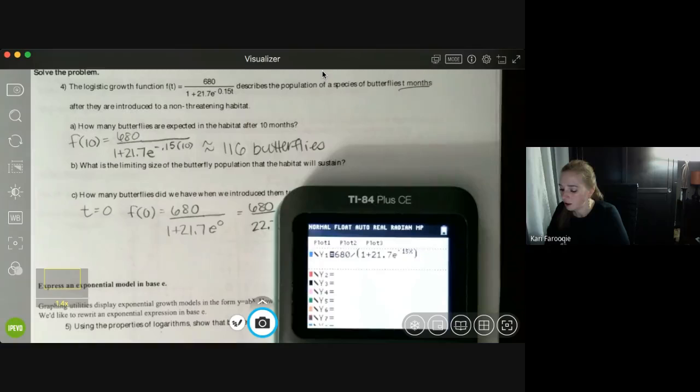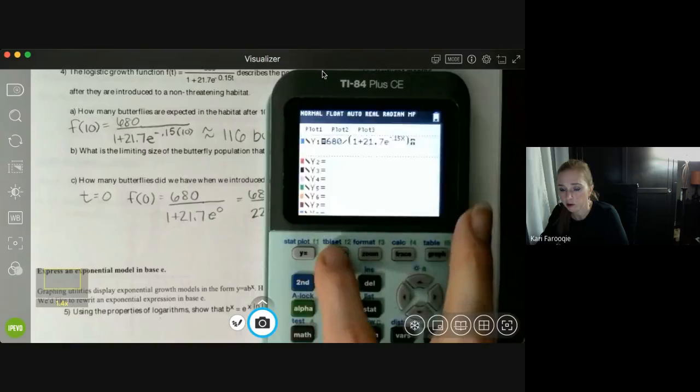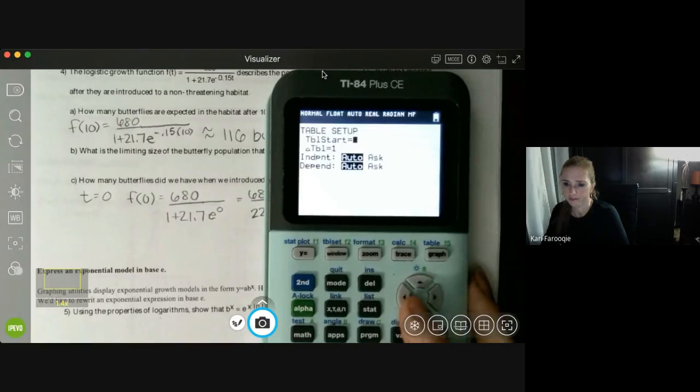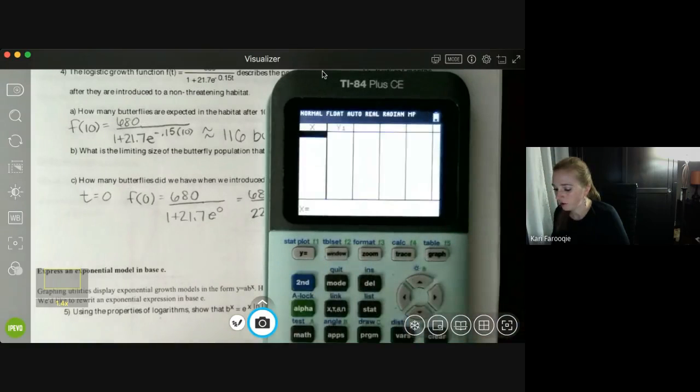Okay. And now I'm going to format my table. Remember, we do that using table set. So second window will get me up to table set. I'm back on auto because I found that helpful for something else I was doing. I'm going to switch my independent variable back to ask because I want to look at really large values of x here to see what happens to f of x. Now we'll go to the table.